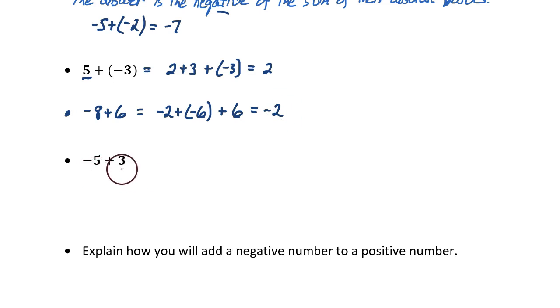I'm going to pause the video for you to try this next example yourself. And here's the answer. -5 can be rewritten as -2 plus -3. Then add the 3. And the answer is -2.